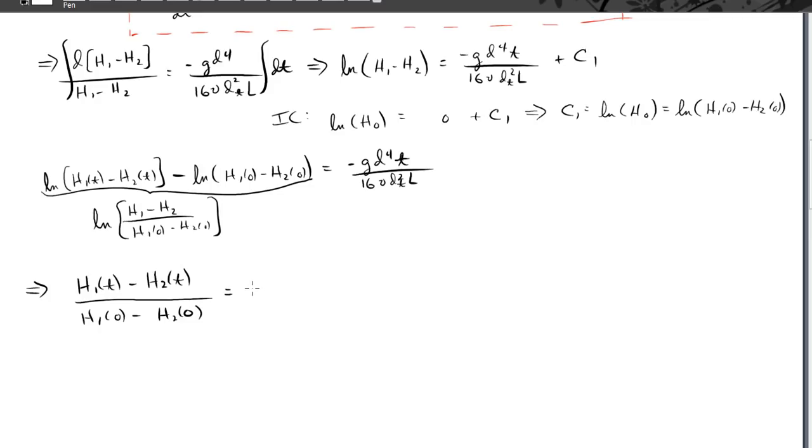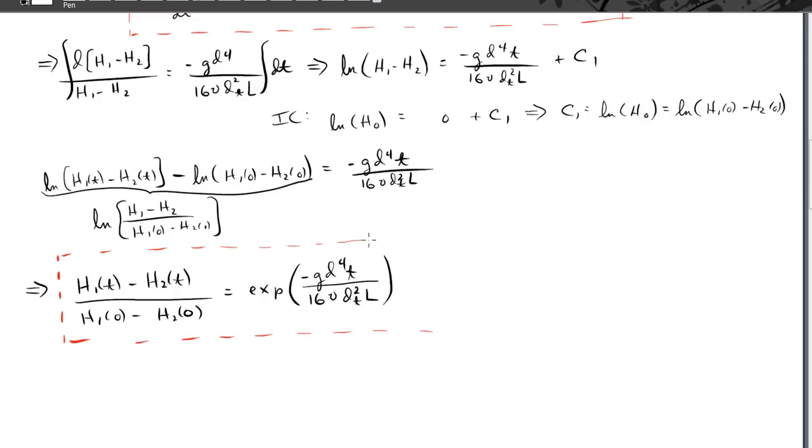is equal to the exponential of minus g d to the fourth t divided by 16 nu d t squared times L. And so we can see that the difference in the levels of the tanks approaches 0 as an exponential decay.